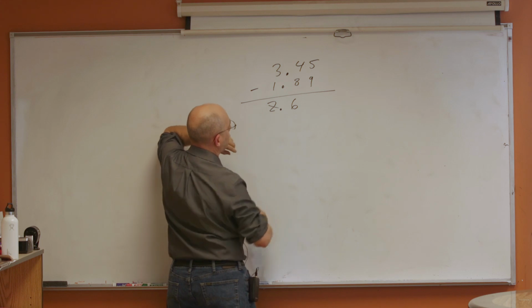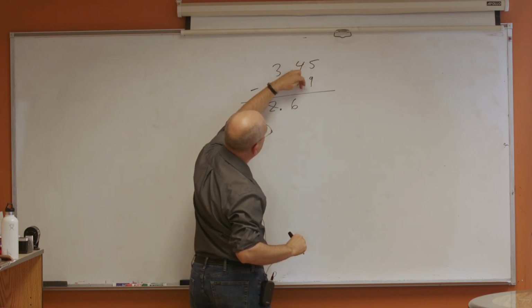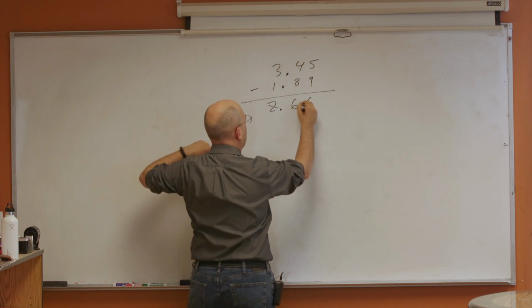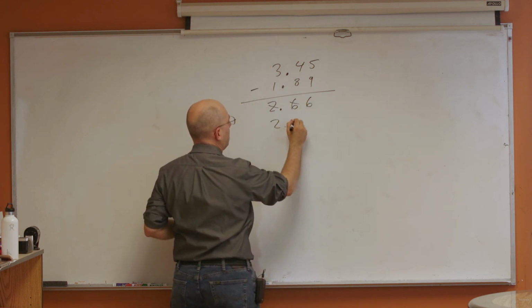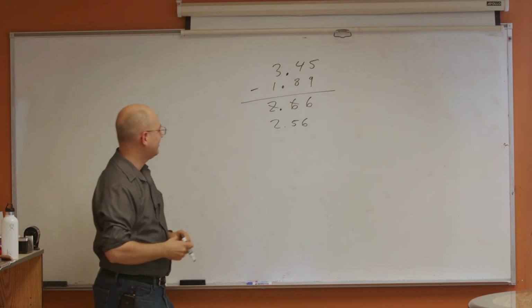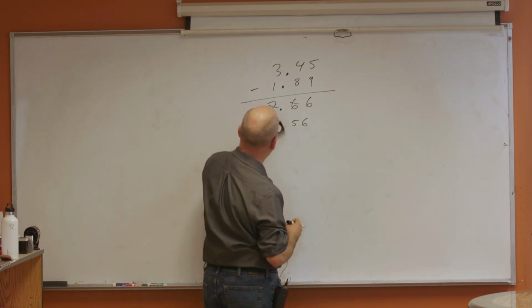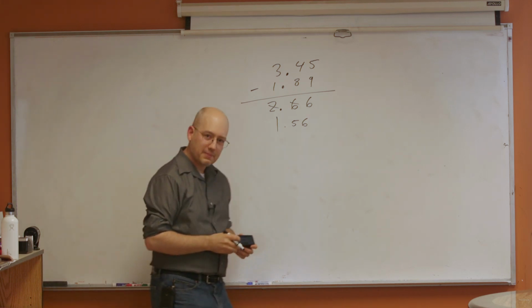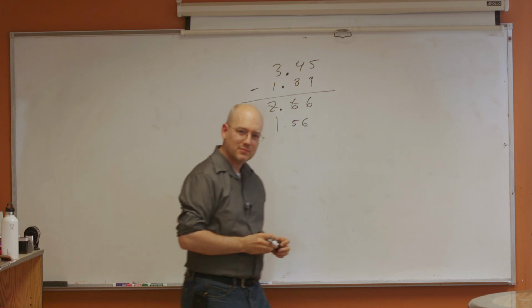I'm going to slash that 2. 5 minus 9, 9 becomes a 1. 1 plus 5 is 6, slash the 6. $2.56. You slashed the two. $1.56. See, this method lets you get the big numbers right.